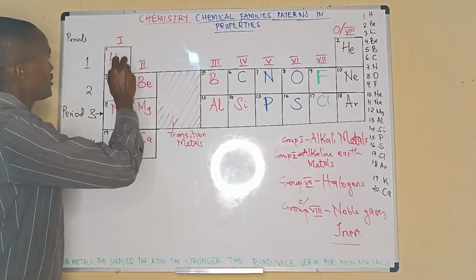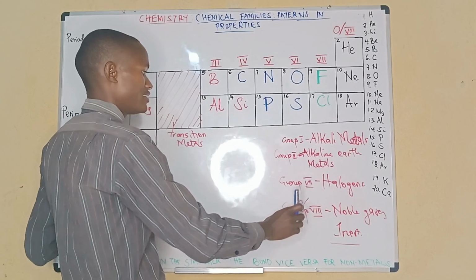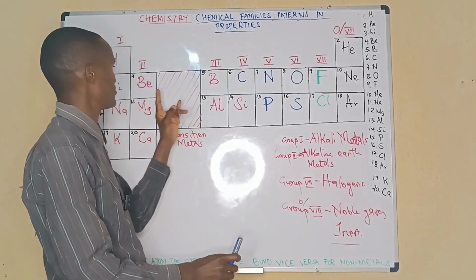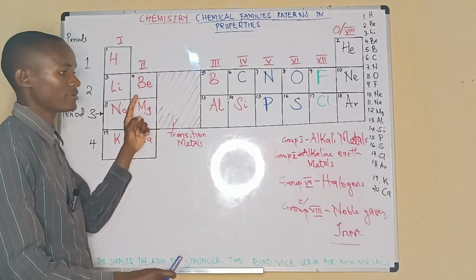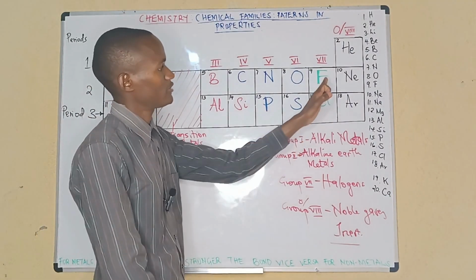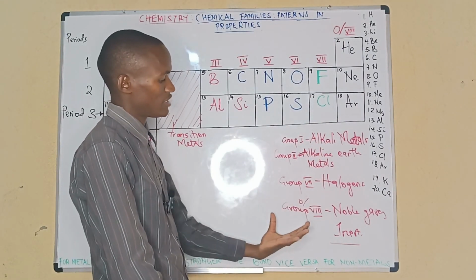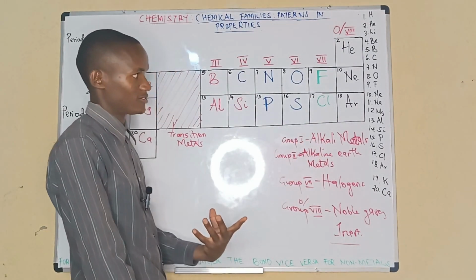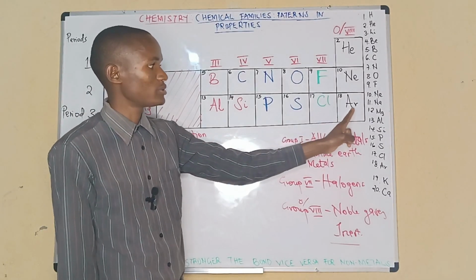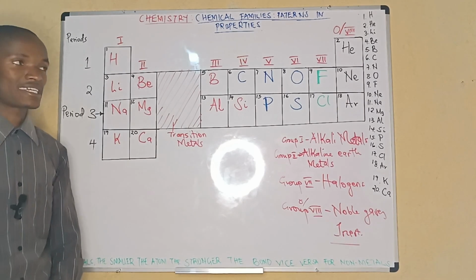The very first group here, you call it the alkali metals. The second group, the alkaline earth metals over here, starting from beryllium, and group 7, halogens, fluorine and chlorine, and some other elements down there. And then the last group, group 8, the noble gases. The very last group, group 8 or group 0. Those are the groups that will be under study.